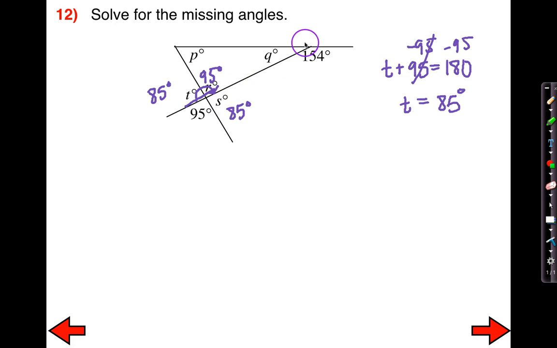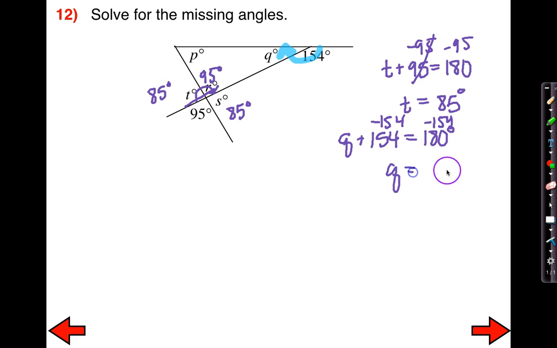Now from here, I'm going to go ahead and move on to Q. Why did I move on from P? Because there's not enough information to figure out what the angle for P is. So I'm going to focus my attention here. I can see that these lines are supplementary. They add up to 180 degrees. So I'm going to set it up as Q plus 154 is equal to 180 degrees. To solve for Q, simply subtract 154 from both sides, and we're left with Q equals 26 degrees.